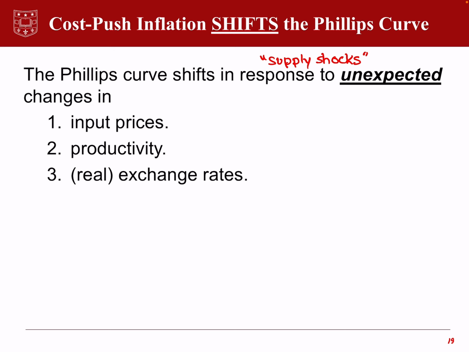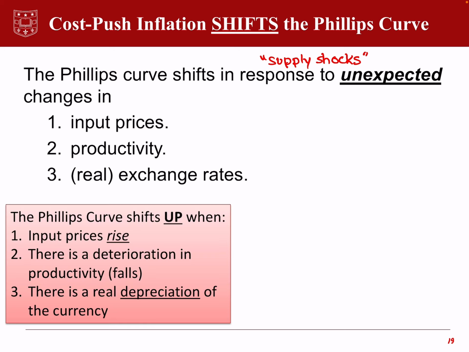I want to emphasize that it has to be real exchange rates that are changing here, in the same way that real exchange rates are affecting changes in net exports. So we will see in our picture next that the Phillips curve is going to shift up when any of the following happen, or all of them if you wanted. When input prices rise, when there is a deterioration in productivity or productivity falls, and then third, if there's a depreciation in real terms of the currency.